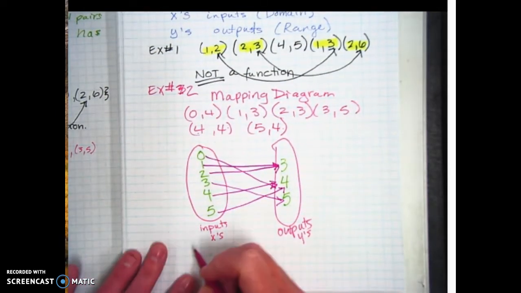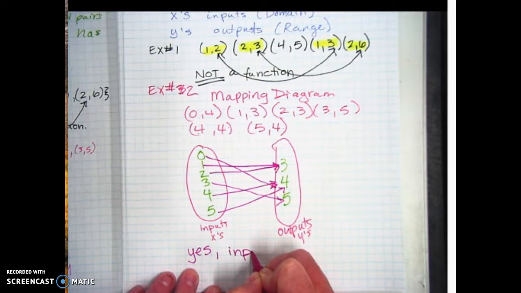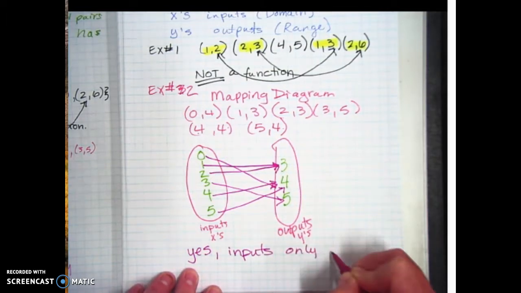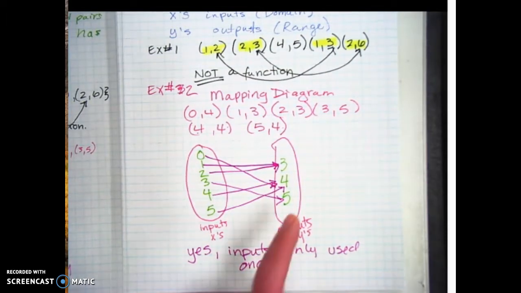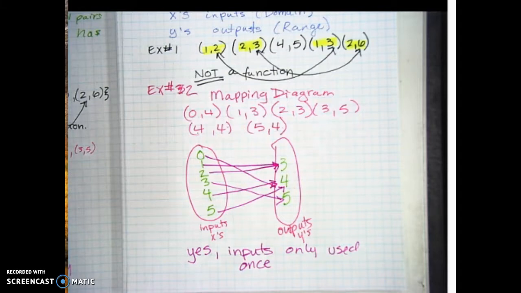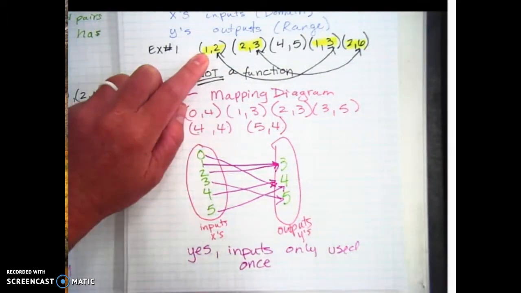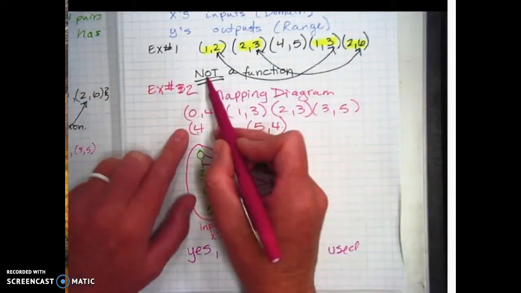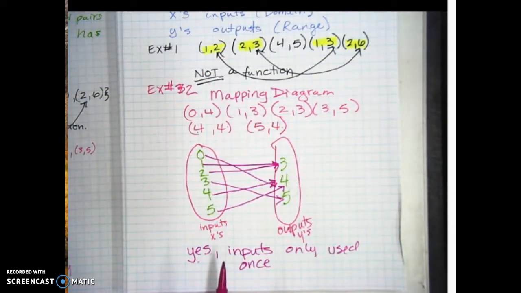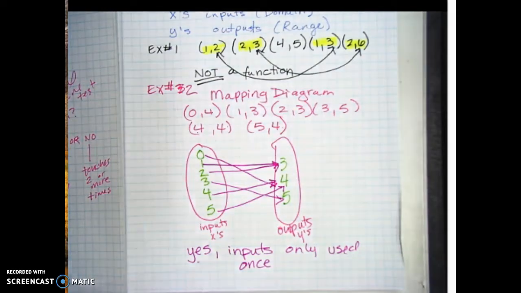Okay? So we actually say that this one is yes, it's a function, because the inputs were only used once. It's okay that the outputs were used more than once, but the inputs were each only used once. So that's what happened up here. We plugged in a 1, we got a 2. And then when we plugged in a 1 again, we got a 3. So that's what makes it not a function. But down here, it's okay that the outputs were used more than once. Okay, any questions on that part?